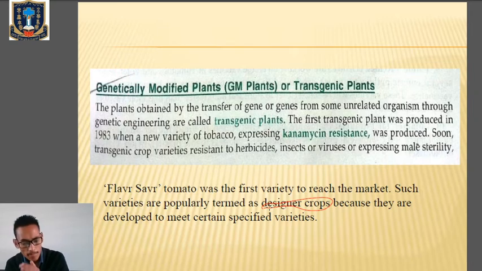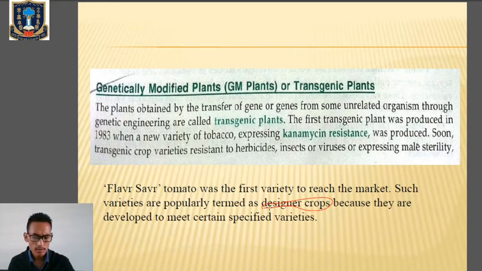Okay, why are we making those genetically modified plants? Because we have got certain requirements. And to fulfill those requirements, we are creating the transgenic plants or the transgenic crops. So Flavr Savr tomato was the first variety to reach the market, which was developed with the help of genetic engineering, and it was known as a designer crop because it was developed to meet certain specific requirements.